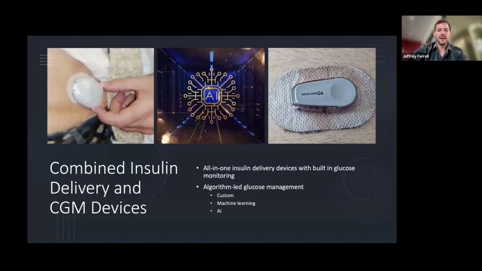Other things would be the breakthrough in AI, to start using AI to improve our algorithms of talking from the pump to the CGM. As you can see, this picture on the left is a pump that is all in one contained on the body. So that talks to your phone or a receiver, and you don't have to have a tube connecting to an infusion site. It's all in one. So that's pretty cool. That's called the Omnipod.